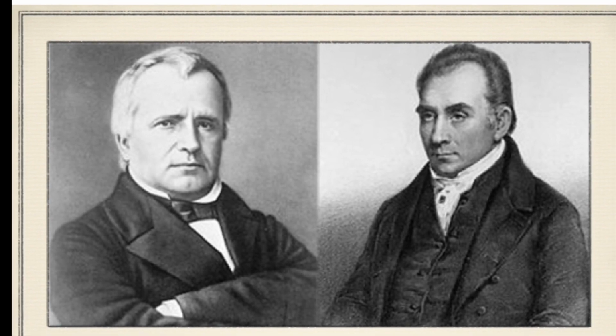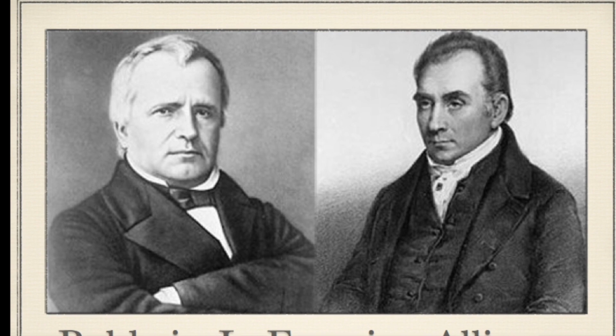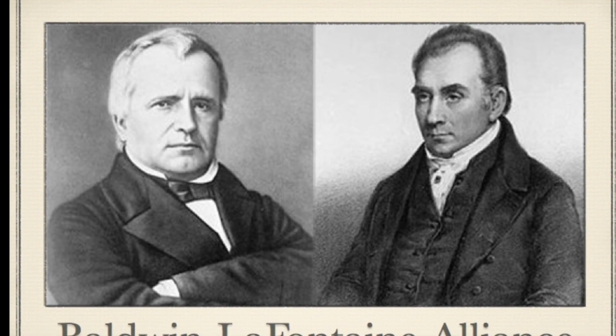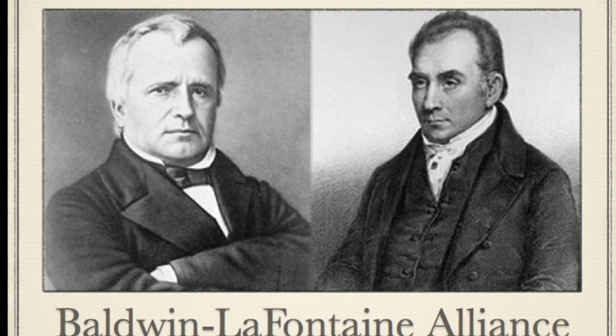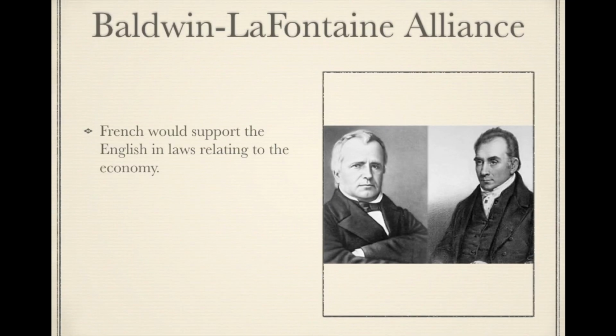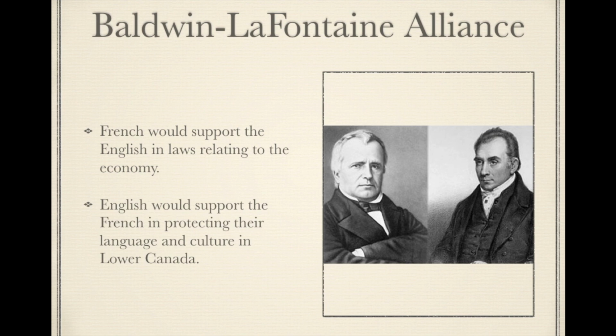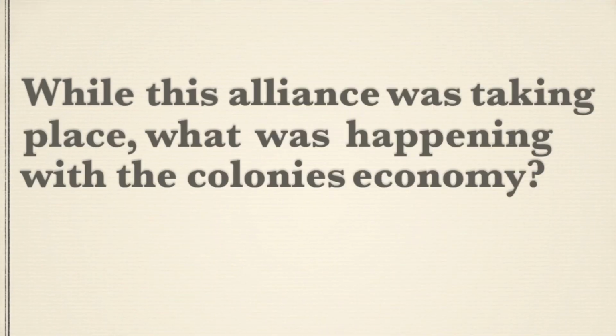The reformers of Upper and Lower Canada, Robert Baldwin and Louis Hippolyte Lafontaine, joined together in 1841 in an alliance to create a majority in the Legislative Assembly in 1842. The arrangement was the French would support the English in laws relating to the economy, and the English would support the French in protecting their language and culture in Lower Canada. While this alliance was taking place, what was happening with the colony's economy?